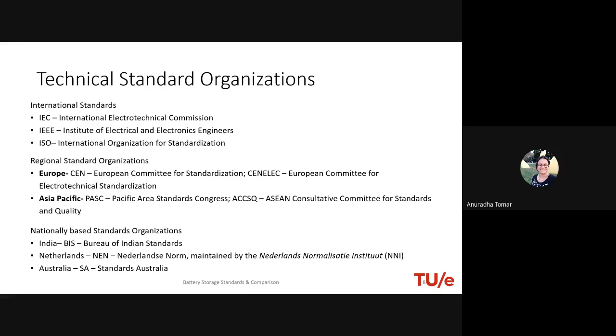And then it comes to the regional standard organizations. For example, for the Europe region, there are a lot of different regional standard organizations.